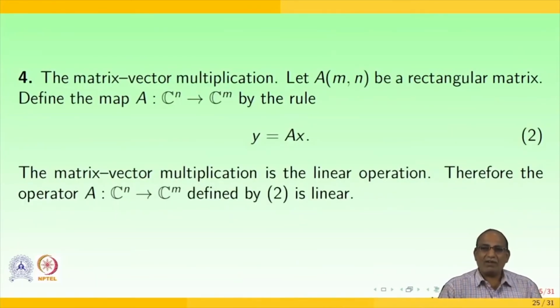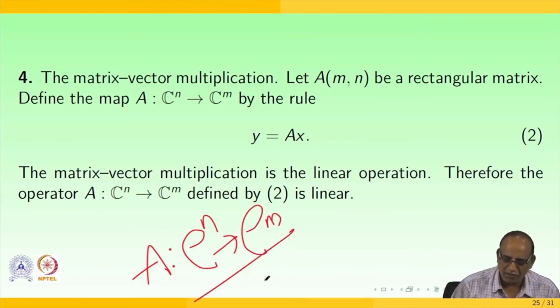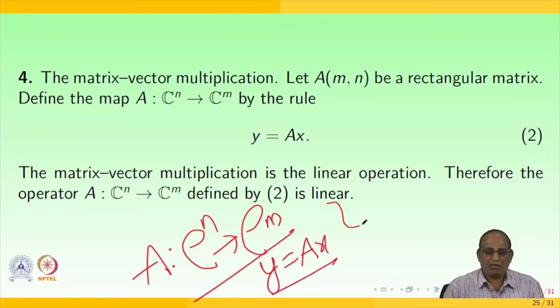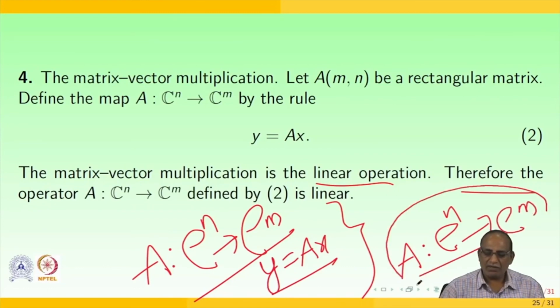The matrix vector multiplication is also in a similar fashion. If you have A, an m by n rectangular matrix, we define the map A from the set of all complex n-tuples to the set of all complex m-tuples such that y is equal to A times x. The matrix vector multiplication is a linear operation. Therefore, the operator A mapping C^n to C^m is linear.